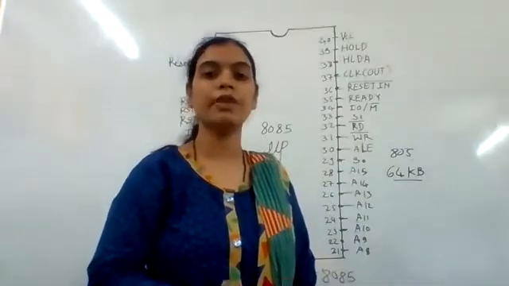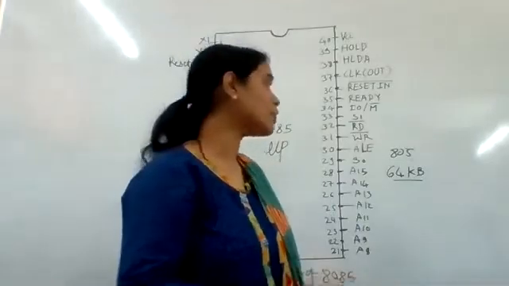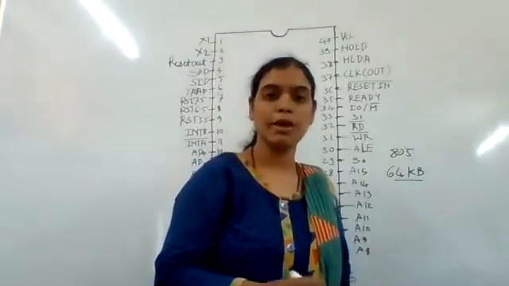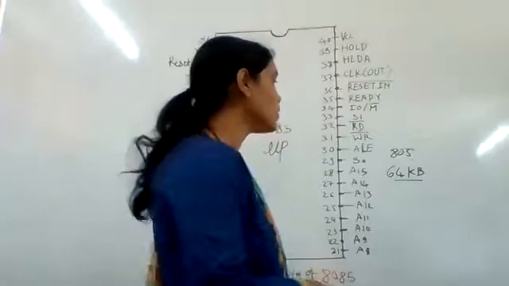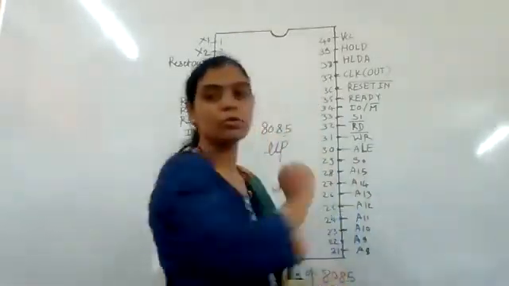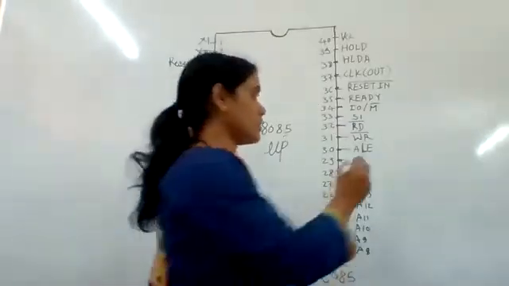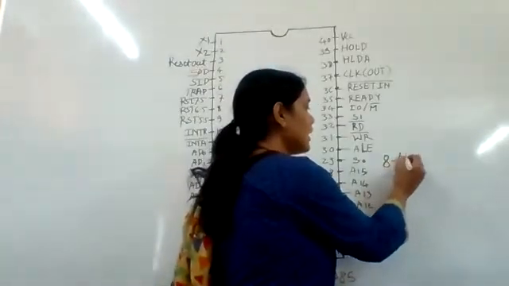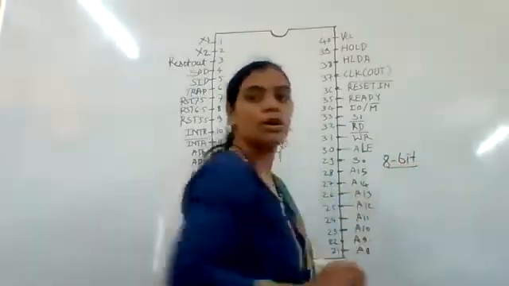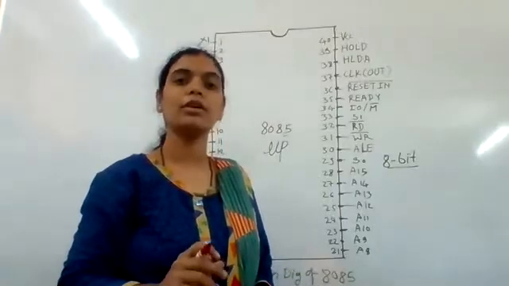So the 8085 microprocessor is the second generation microprocessor, the first general purpose microprocessor. This microprocessor is an 8-bit microprocessor. How many bit microprocessor? 8-bit microprocessor, as it operates on 8 bits.